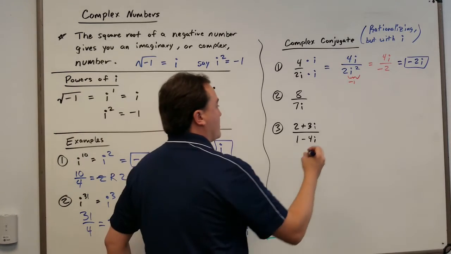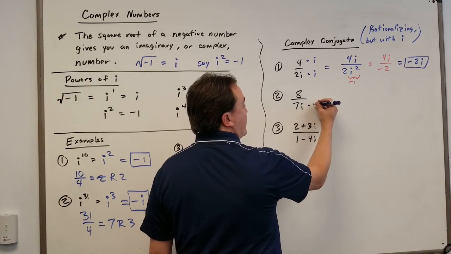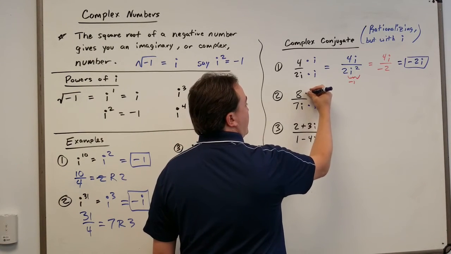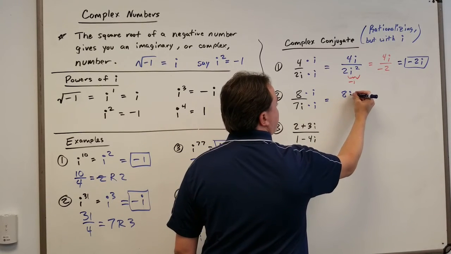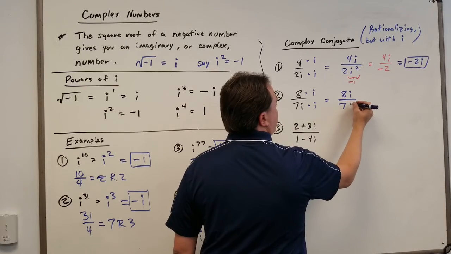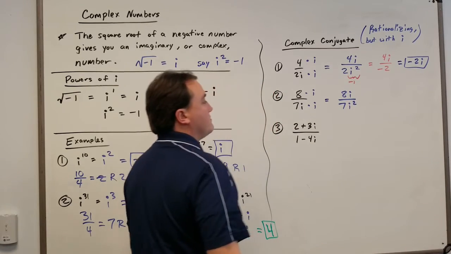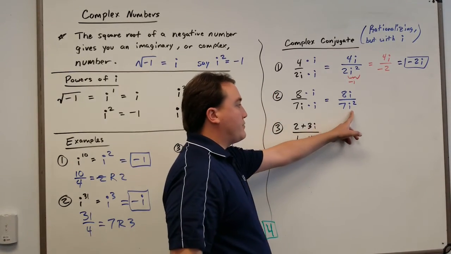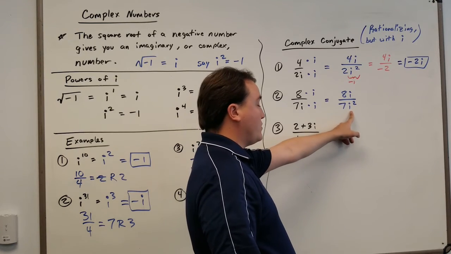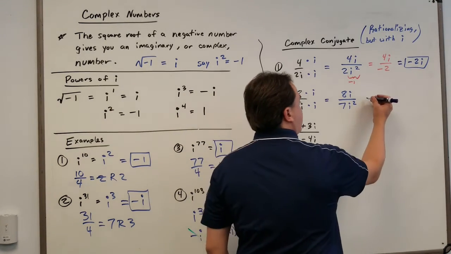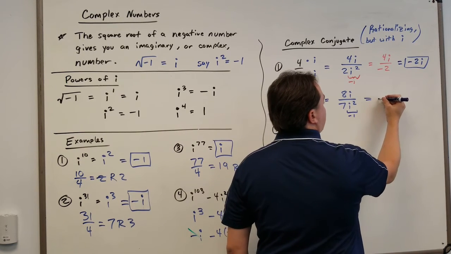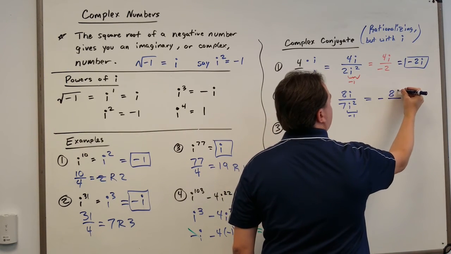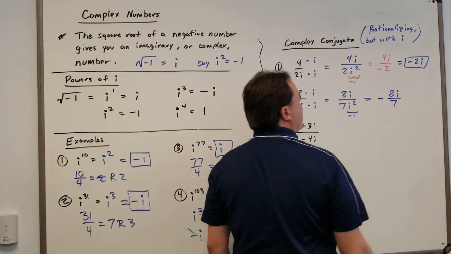Same case, even a little bit easier because there's no reducing. Times I, we get 8i divided by 7i squared. That produces a negative 1, so we can pull that out front. As a negative, 8i divided by 7.